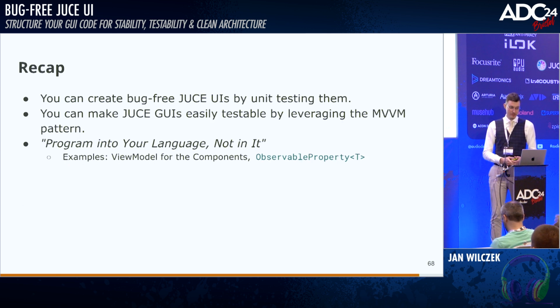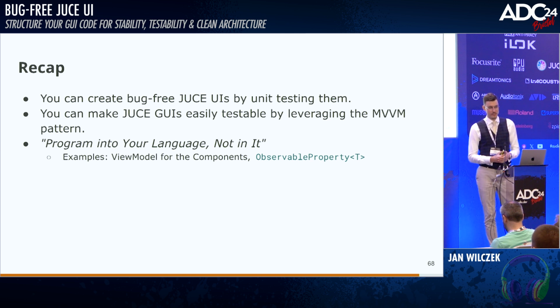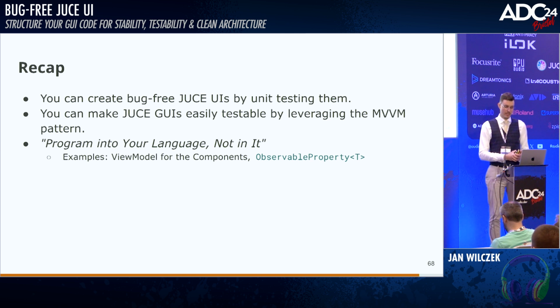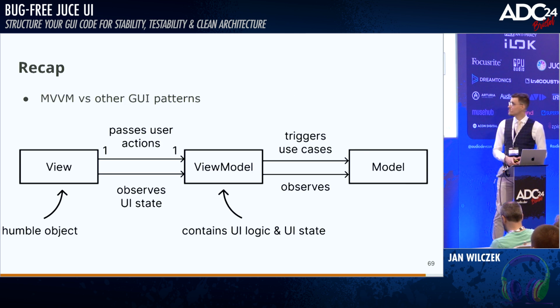So let's do a quick recap. My point was that you can create bug-free JUCE UIs by unit testing them. And you can make them easily testable by leveraging the MVVM pattern. And if there's nothing you take from this talk, then please take just this idea of programming into your language, not in it. And we saw this on an example of an observable property and using a view model for a component. This is a quick recap of what MVVM is.